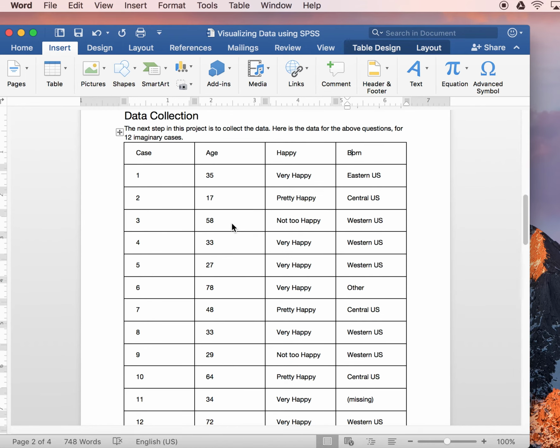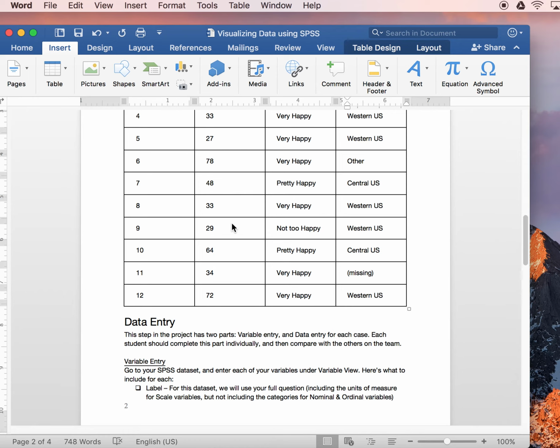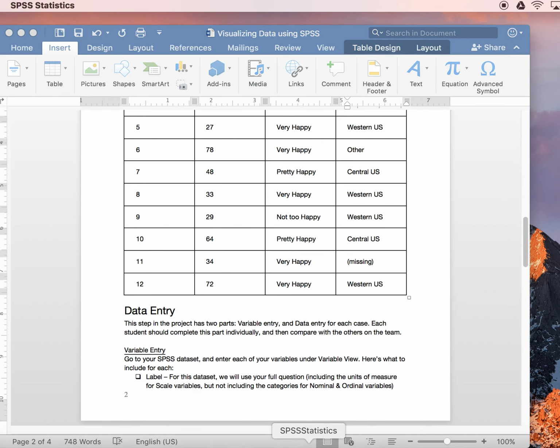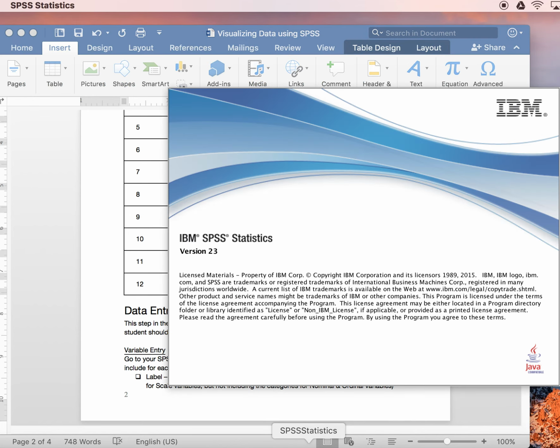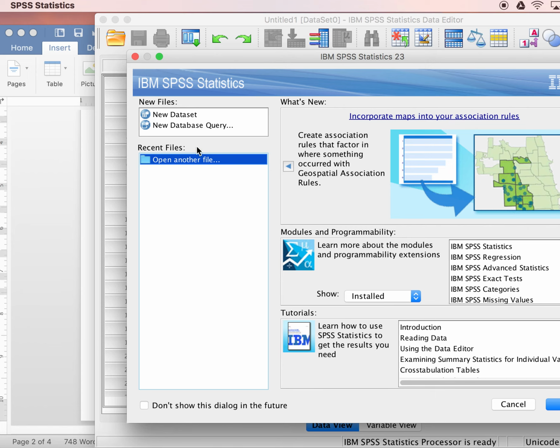So here's the data that we have, and the next thing that we need to do is take that data and enter it into SPSS. So the data entry has 2 parts, and once you open SPSS, you'll be reminded of that because we need to tell SPSS what the variables are, and we need to tell SPSS what our data is for each of those variables. So it's going to take a minute here for my SPSS to open. And you'll see that when it first opens, it asks you, what file do you want to open?